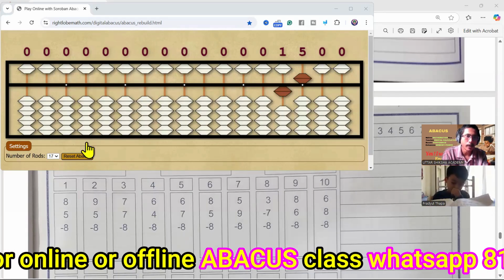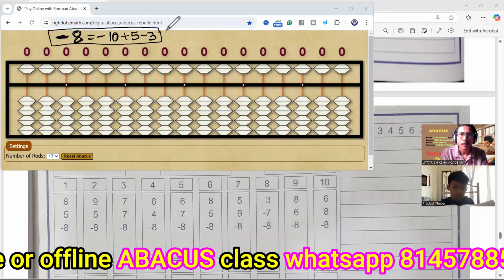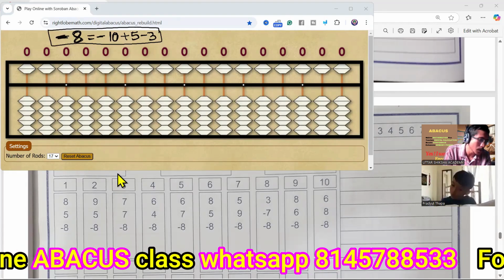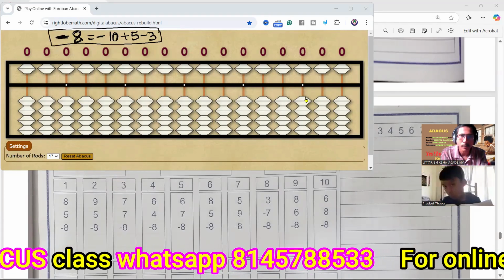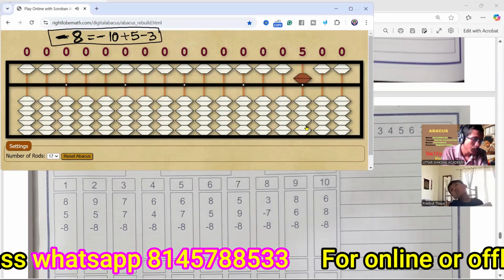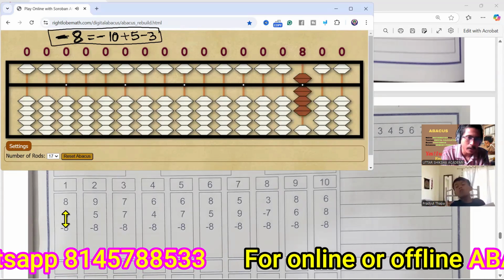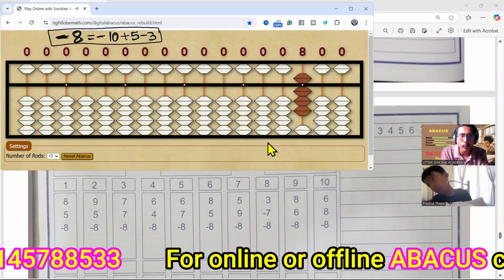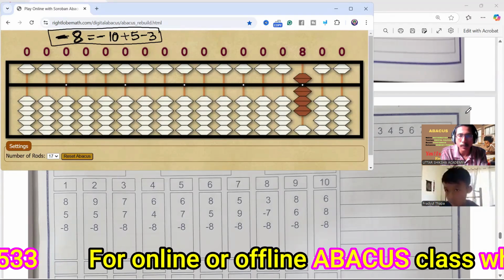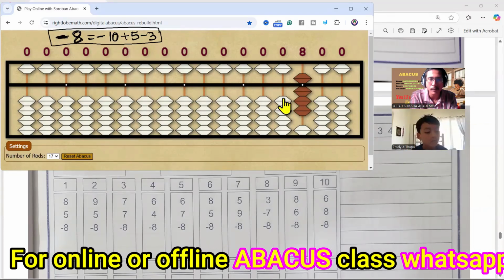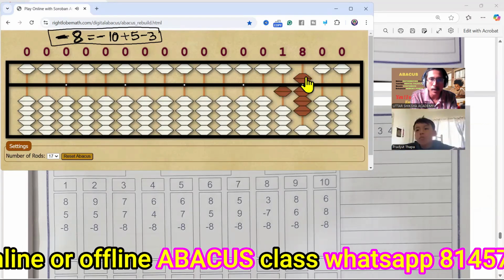Okay. So let me solve the first question for you, slowly. First question is, you said plus 8. Yes, plus 8 is there. So this is plus 8. And the next number is plus 5. How do we do plus 5? It's very simple. Plus 5 is, focus, plus 5 is plus 10 minus 5.